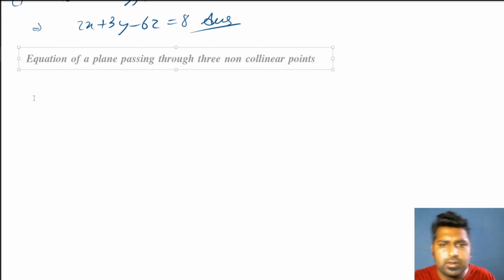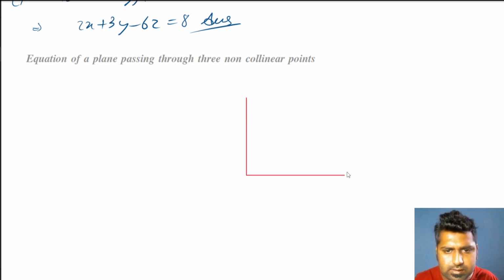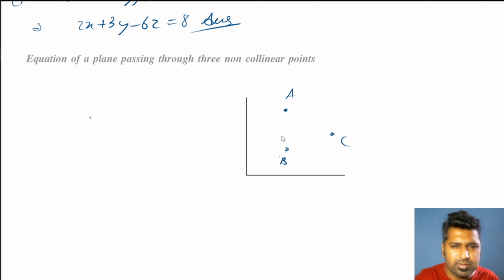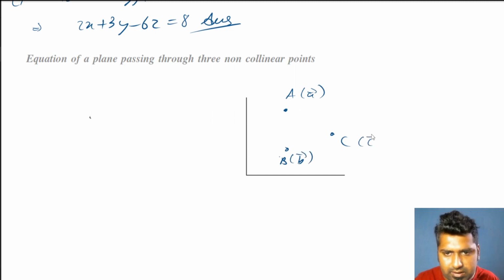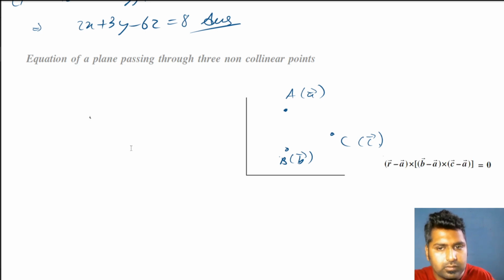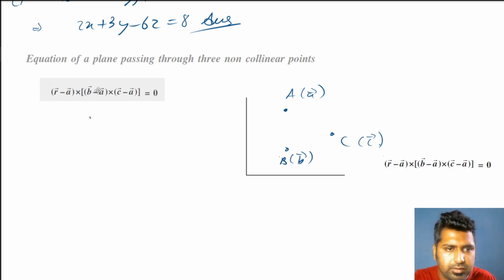All right. I'll make one simple figure like this. Let's say you have 3 points A, B, C. These are points. The coordinates will be x1, y1, z1, something like this. Their position vector is A vector, position vector is B vector, position vector is C vector. Okay. So the form looks like this. You have to learn this.